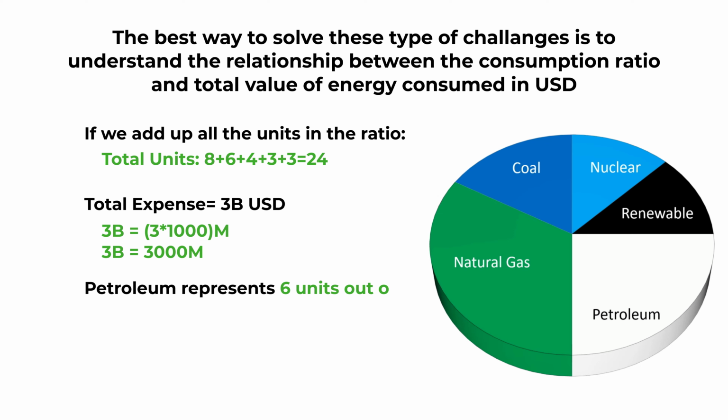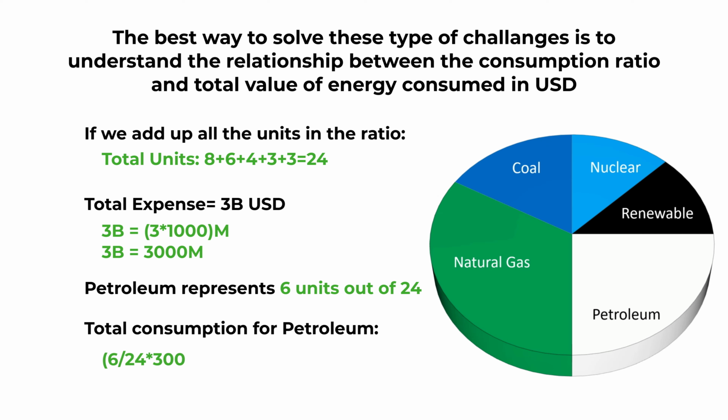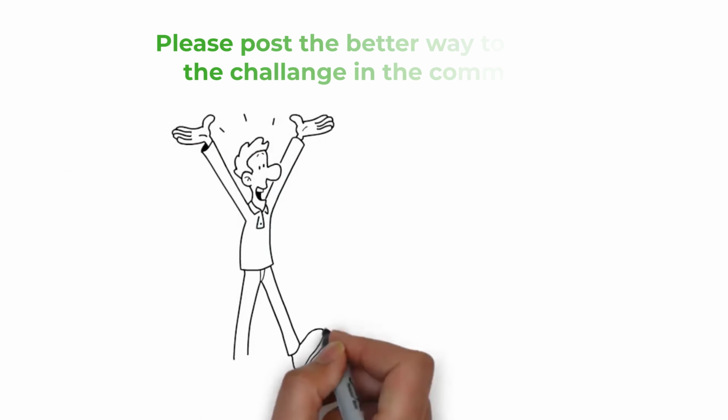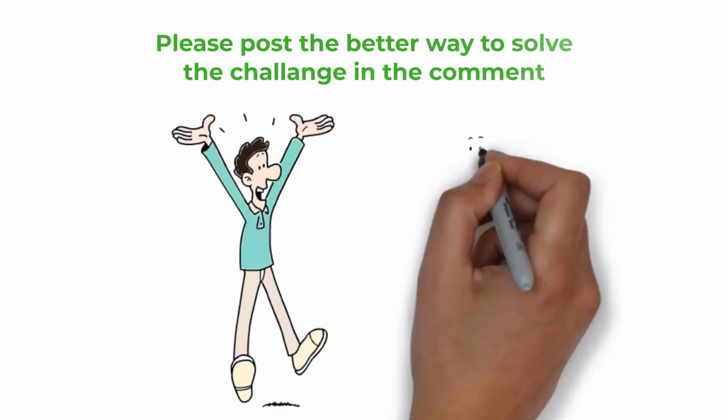Petroleum represents 6 units out of 24, so the total consumption of petroleum can be calculated as 6 divided by 24 multiplied by 3,000, and we will get our answer as 0.25 multiplied by 3,000, which will equal $750 million. So the correct choice here is choice C, $750 million. Did you come up with the same answer? If you know a better way to solve this challenge, please make sure to post it in the comment section of this video.